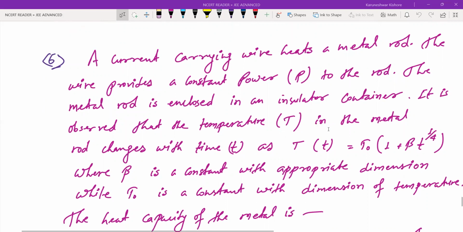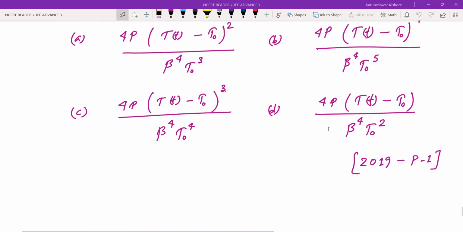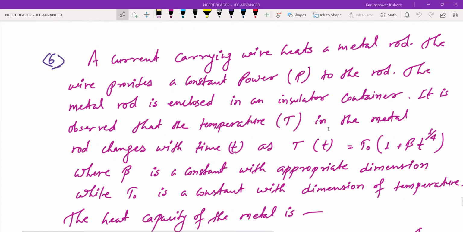So let's have a look at this question, which was asked in 2019, paper 1. Let's see the question. It is given to you that a current carrying wire heats a metal rod. So the current carrying wire is heating the metal rod, and the wire provides a constant power. The wire in which the current is flowing is providing a constant power to the rod.